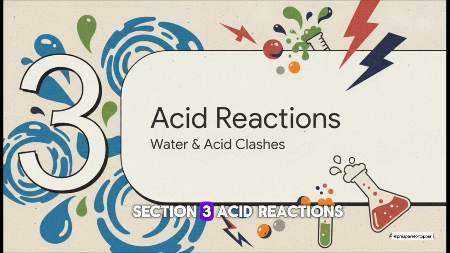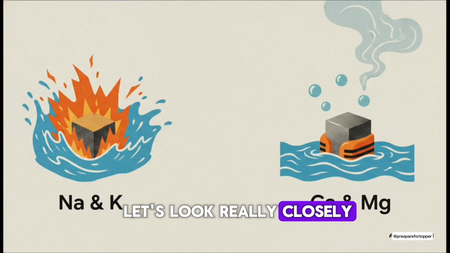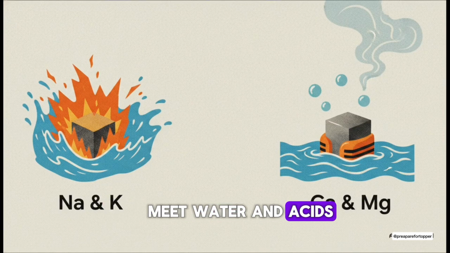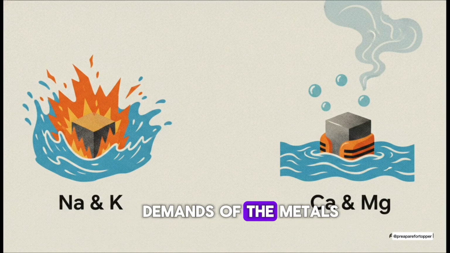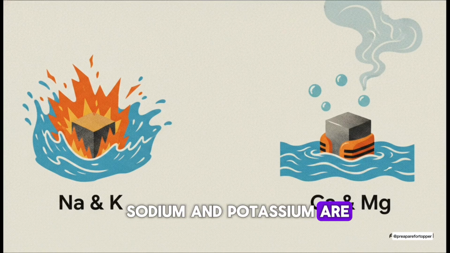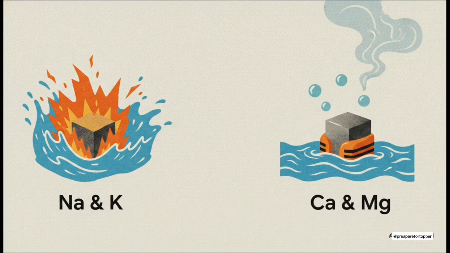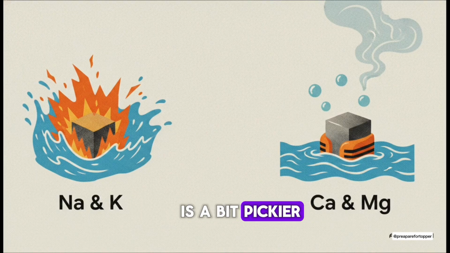All right, Section 3, acid reactions and exceptions, water and acid clashes. Let's look really closely at how these elements misbehave when they meet water and acids. The trick here is understanding the varying, kind of diva-like demands of the metals. Sodium and potassium are so eager, they react violently even with cold water. Boom. Calcium reacts with cold water too, but it floats. Magnesium is a bit pickier, you know? It demands hot water, and it also floats.